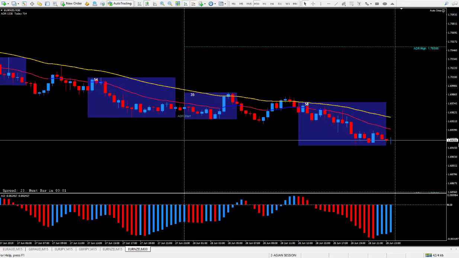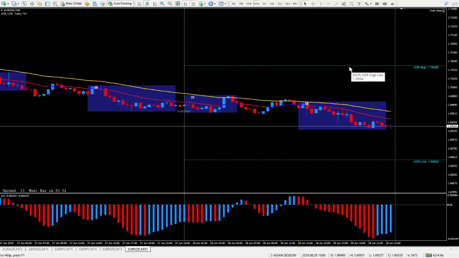There's your ADR, by the way. When it hits the ADR, it'll turn to a thick red. And on this day, it only went 71 pips compared to normally 133. That is why it is dotted blue in color.